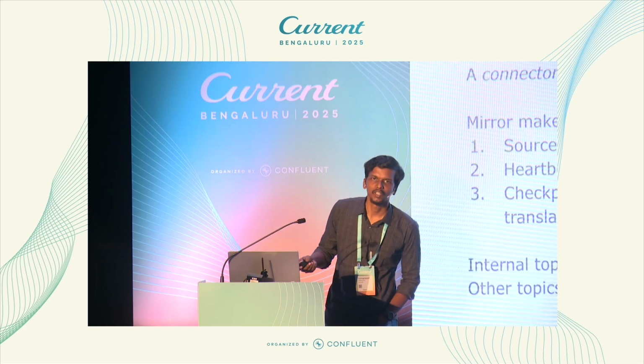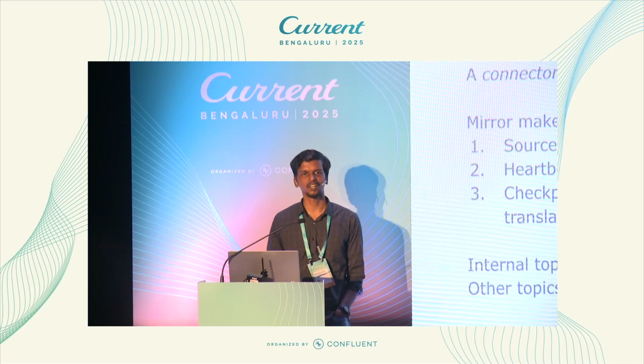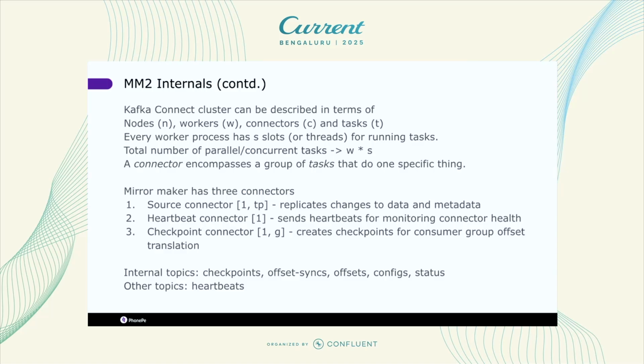Okay, so when you are describing a Kafka Connect cluster, you'll have to talk about nodes, workers, connectors, and tasks. Nodes are your VMs, where you run the workers. Workers are processes, which encompass connectors and tasks. A connector is nothing but a grouping of tasks, which do one specific thing only.